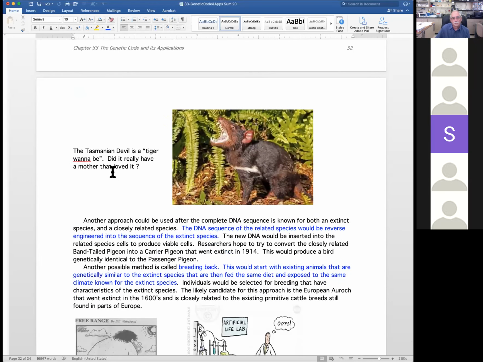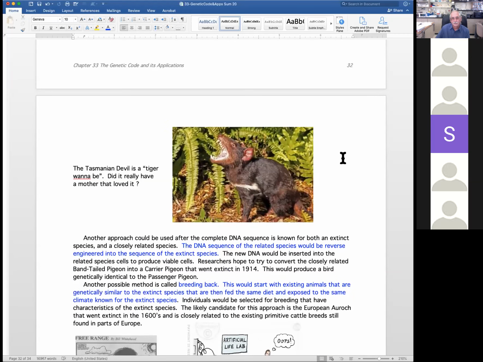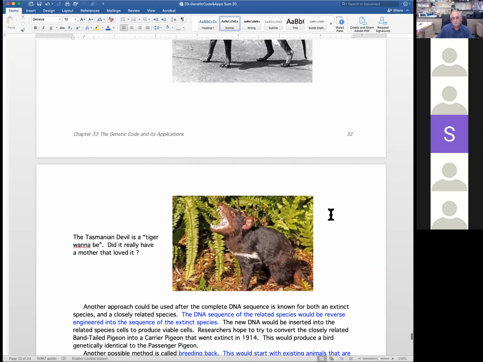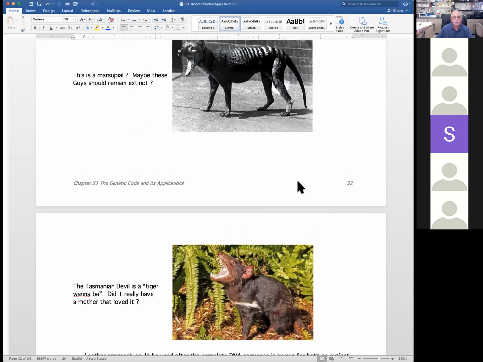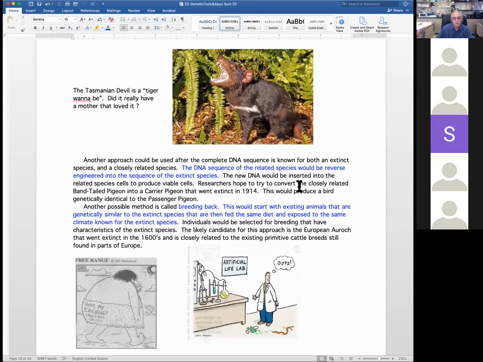You ever see a Tasmanian devil? These things are just nasty. They're not that big, thank God, but their bite is just extremely infectious. They're carnivores and they're just mean. So they're trying to say, well, wow, we have the Tasmanian devil. We can use that to maybe create the new Tasmanian tiger. But anyway, I'm like, well, maybe that guy should be extinct. Maybe this guy should be extinct.